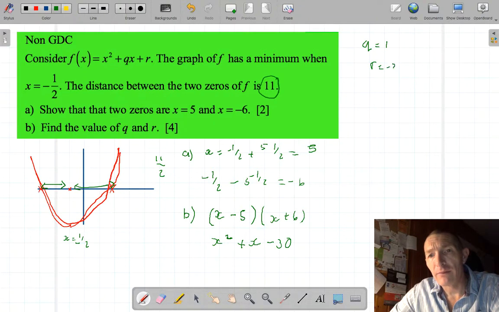And it really all stems from that ability to understand that there is the minimum and it's symmetrical about the two zeros.